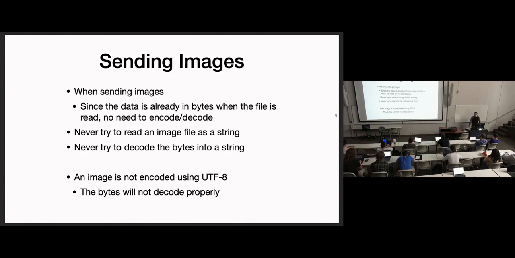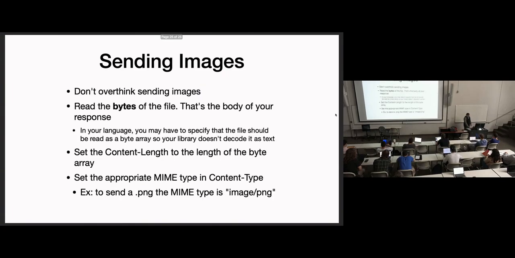So never, ever, ever take your multimedia and try to decode it as UTF-8. It's not going to work. Things will break. Don't do it. But there is something you need to think about. When you send your images over the internet, you have your headers, your status line and your headers, which are ASCII encoded. And then the body is going to be an image. You send it all in one response, so you have an image and ASCII, which all has to be sent as one byte sequence.